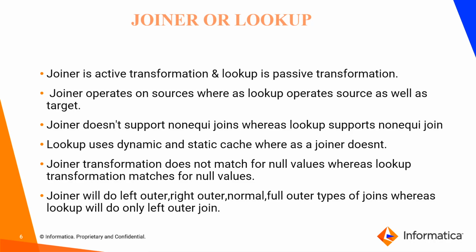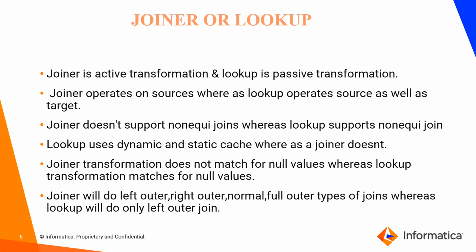Joiner operates on sources whereas lookup operates on sources as well as target. Joiner doesn't support non-equijoins whereas lookup supports non-equijoins. Lookup uses dynamic and static cache whereas joiner doesn't. Now you might think what is dynamic and what is static cache. Okay, so as I told you that we'll discuss different cache concepts in lookup in our next video, that is part 2 of the lookup transformation.